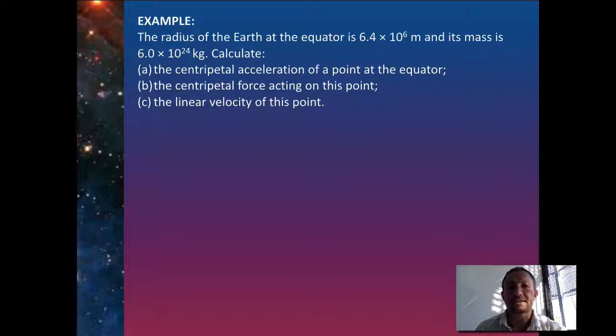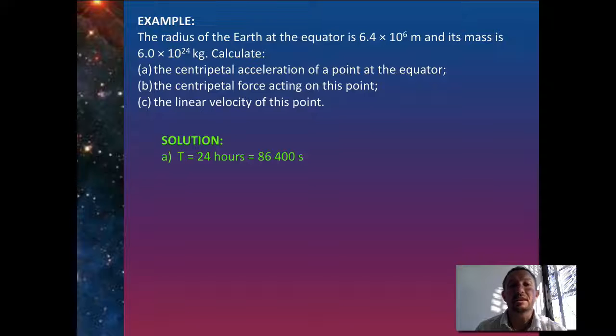So let's have a look at an example. Here we've got the radius of the Earth at the equator is 6.4 times 10 to the 6 metres, and its mass is 6 times 10 to the 24 kilograms. We're going to calculate the centripetal acceleration of a point at the equator, the centripetal force acting on this point, and the linear velocity of this point.